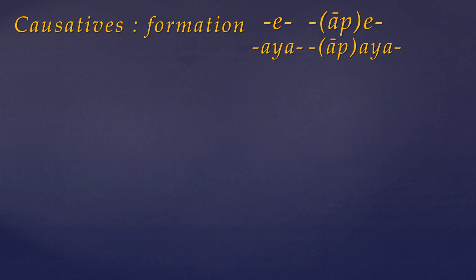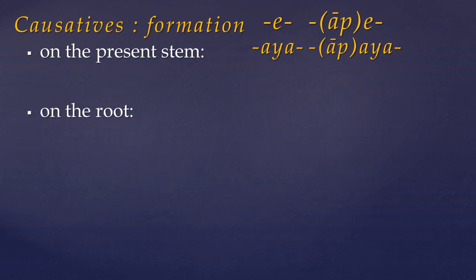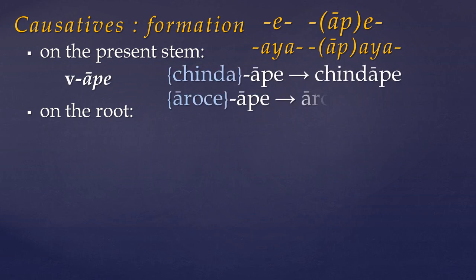Now, in Pali, the causative verb is marked by the infix e or aya, and these sometimes take a prefix of p. The e and aape forms are the most common, with the aya variants mainly found in poetry. And these infixes can be added to the present stem, but more frequently to the verbal root. If added to the present stem, we drop the final vowel of the stem, and although they can take any of the endings, the most common is aape.